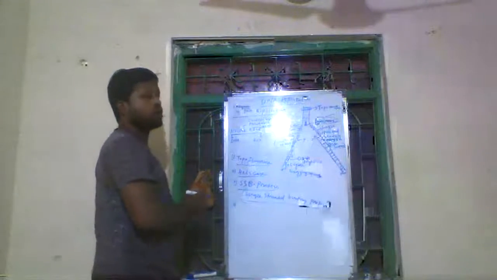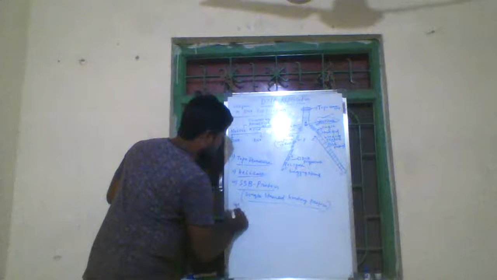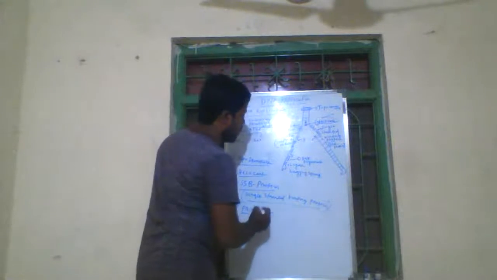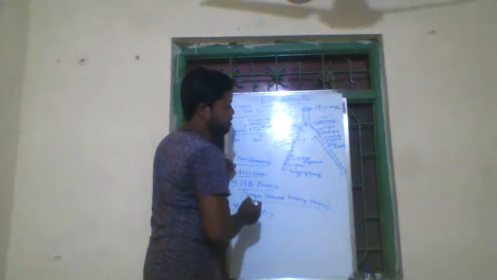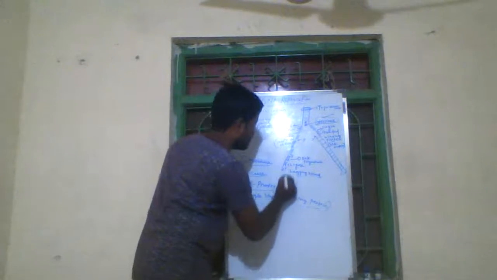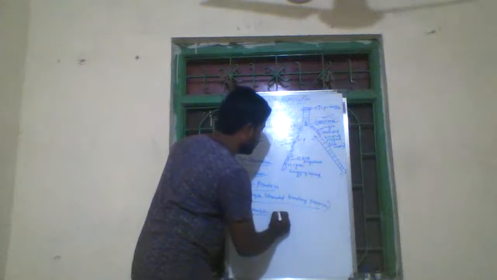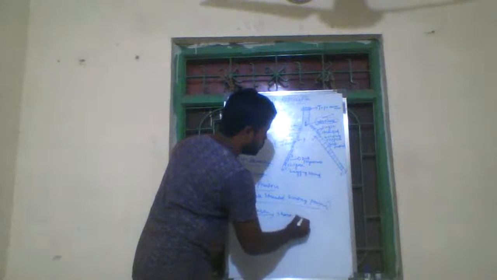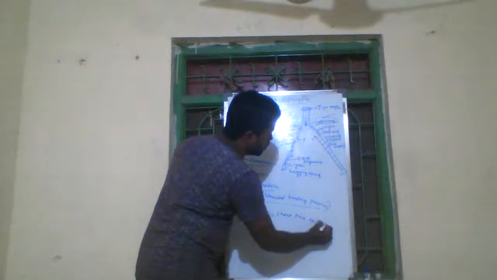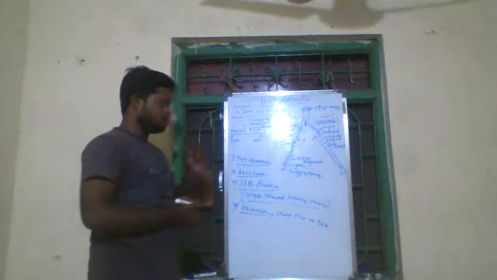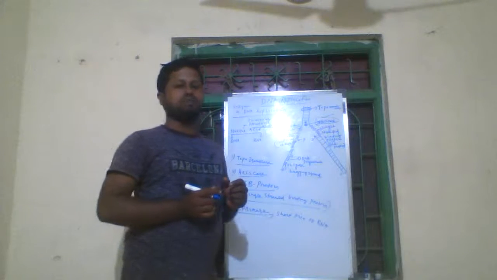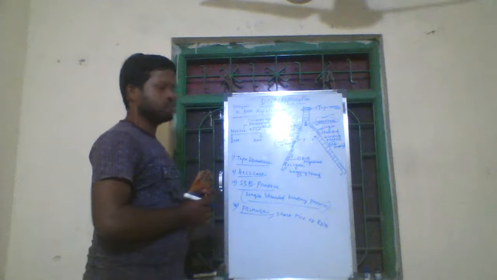Now another enzyme, or you can say this is a short piece of RNA. It is called primase. Primase is nothing but a short piece of RNA which is added at the 3' hydroxyl group. Primase is a short piece of RNA which helps to add the short sequence of nucleotides at the 3' hydroxyl group.